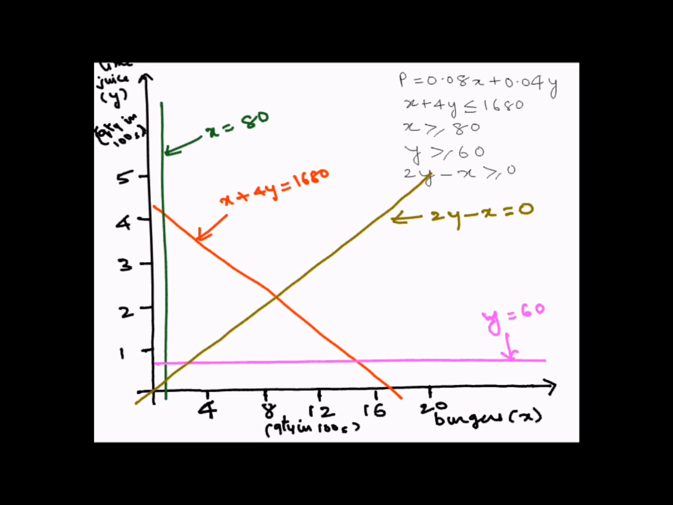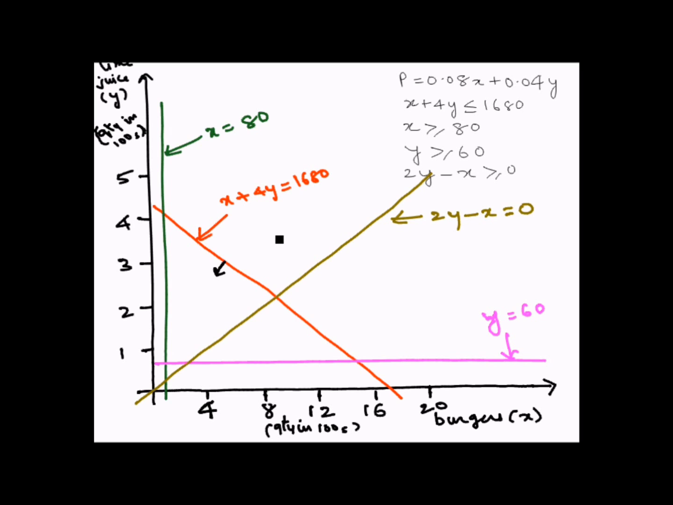So now that we have drawn all the four constraints, we need to identify the feasible solution region, which is the common area covered by all these four constraints. So the first line is x plus 4y is less than or equal to 1680. So this is the line. So the inequality sign, which is less than or equal to 1680, indicates that the feasible region for this constraint is in this direction, that is the downward direction.